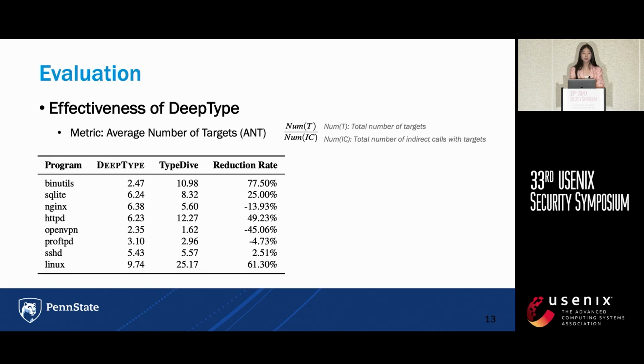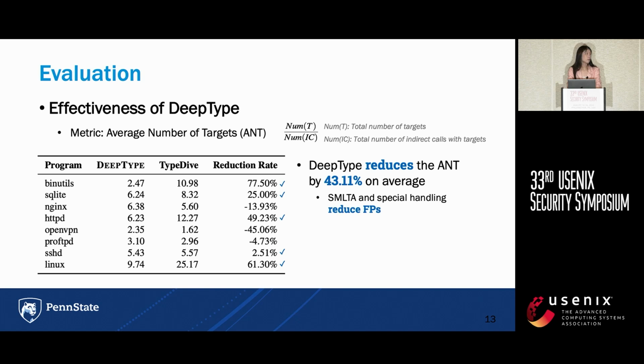This table shows the ANT value of DEEPTYPE and TypeDive. We can see for most benchmarks, DEEPTYPE reduces the ANT value by 43% on average. This reduction owes to SMLTA and the special handling in optimization. Both of them reduce false positives.